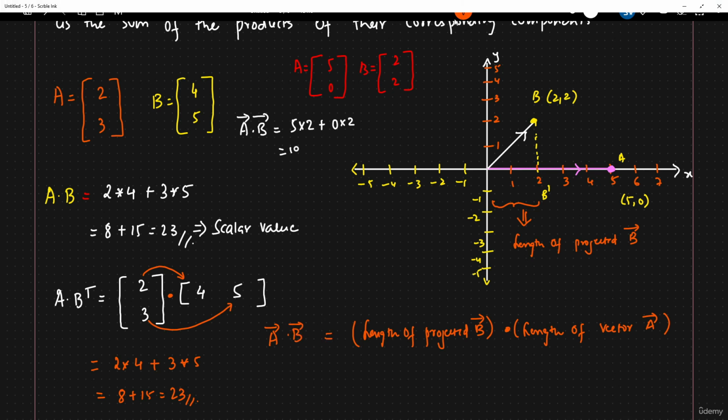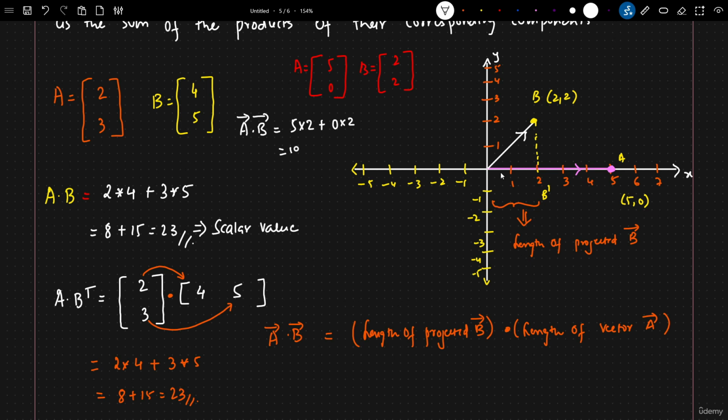If you don't agree with me, just go ahead and put the values. Now when I project B onto this particular vector, the length of the projected B is nothing but 2, right? Now you may be thinking, Krish, why did I take 5, 0? To just make our calculation pretty much easier. So the length of the projected B is nothing but 2, and we do a multiplication operation with the length of the A vector. The length of the A vector is 5.